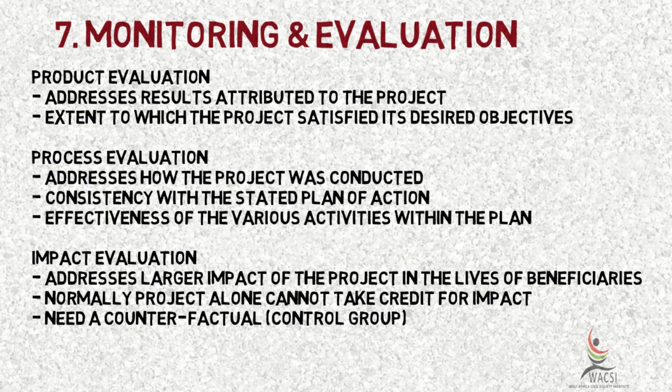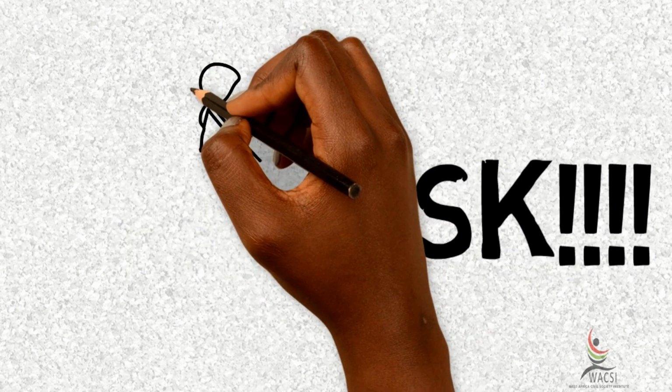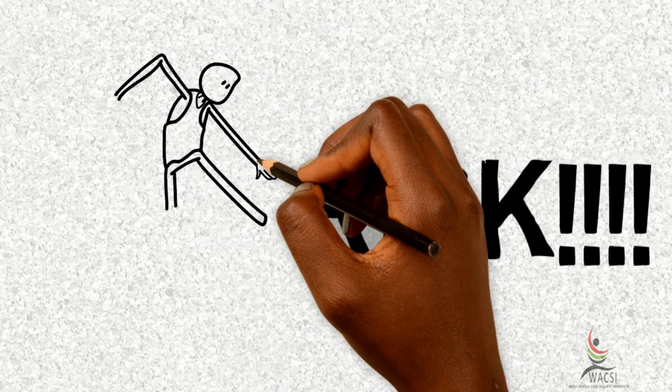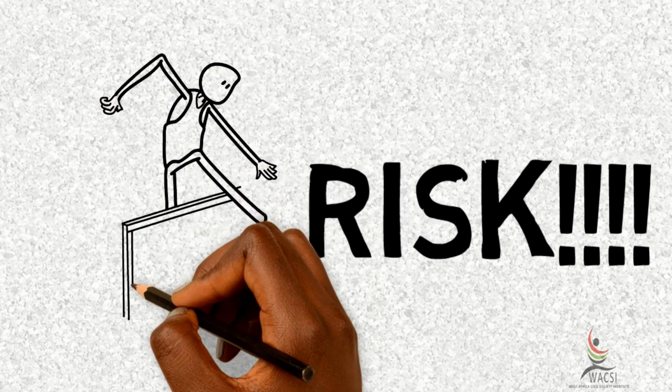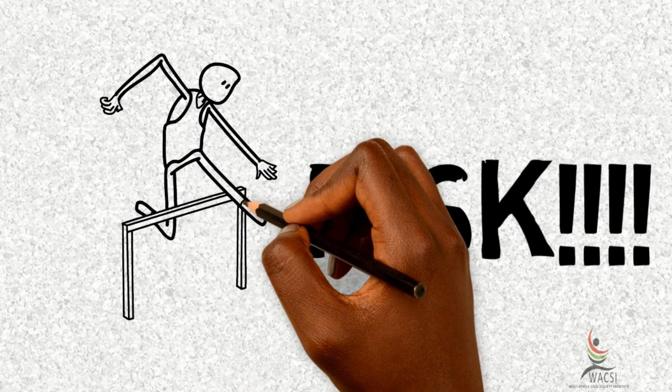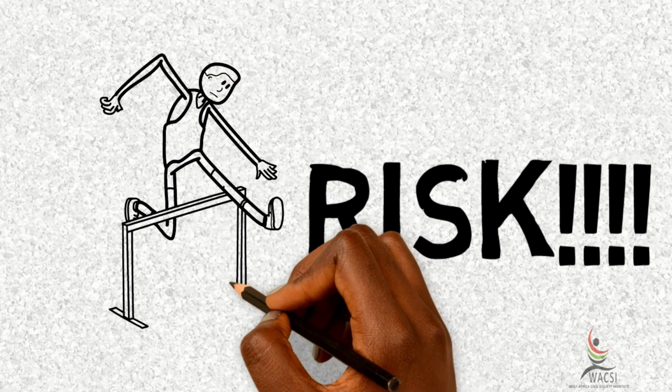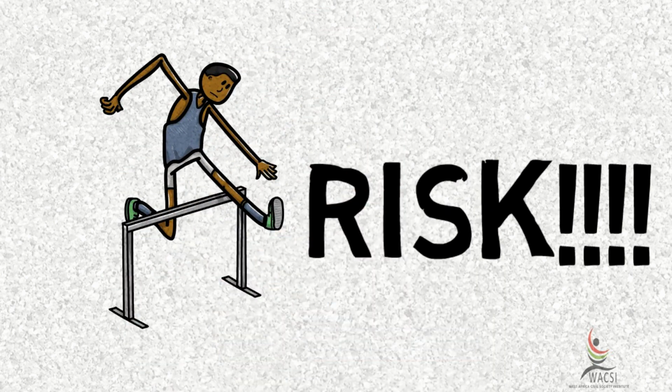Then there's the issue of risk. It's important to identify your risks and your assumptions. So what are those risks? What are those factors that can hinder your ability to implement your proposal? What are those external risk factors? They could be political, they could be economic, they could be social, they could be governance. It's important to identify the specific risks and also state the various assumptions on which your proposal is based.